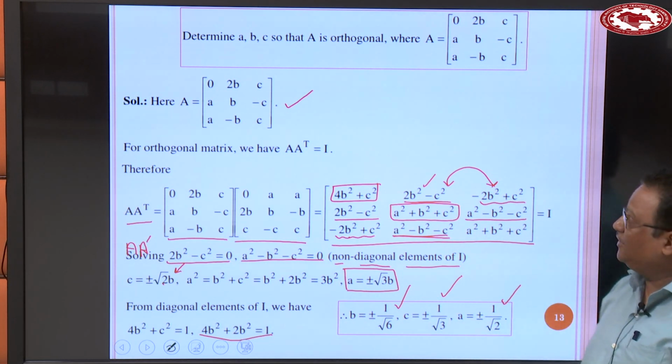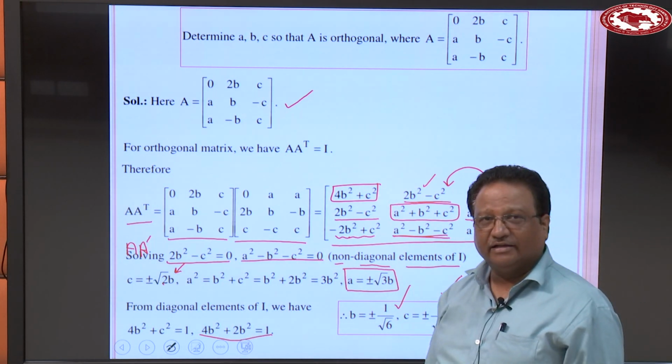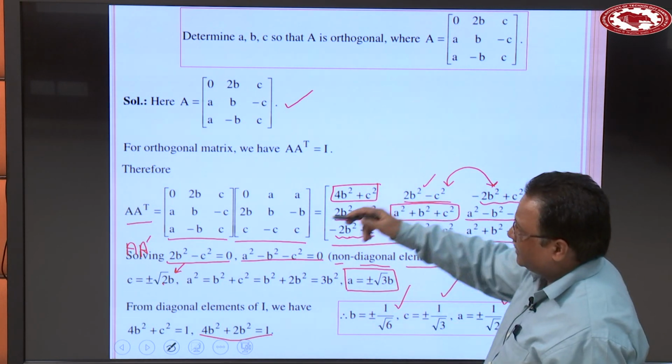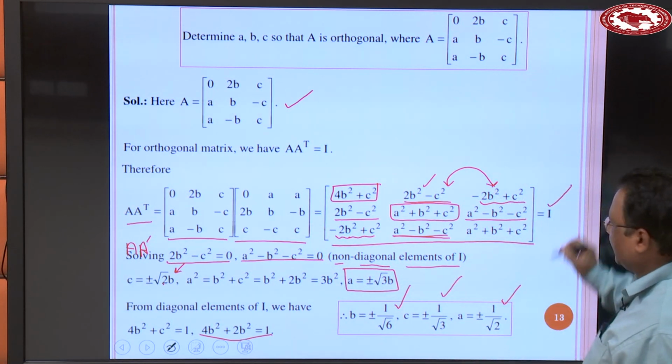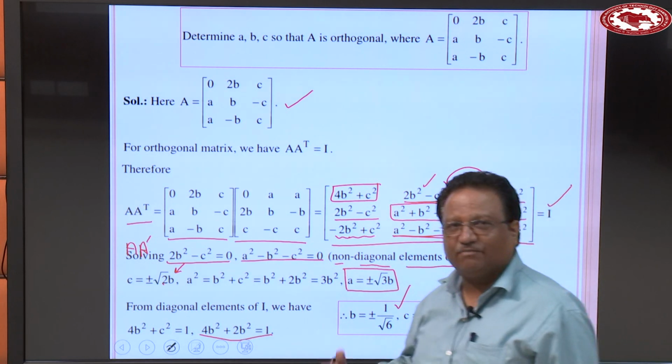So these are the values. When you substitute here, you will get A orthogonal, which means when you calculate A A dash, you will get I. So this one is the method for evaluating these types of values.